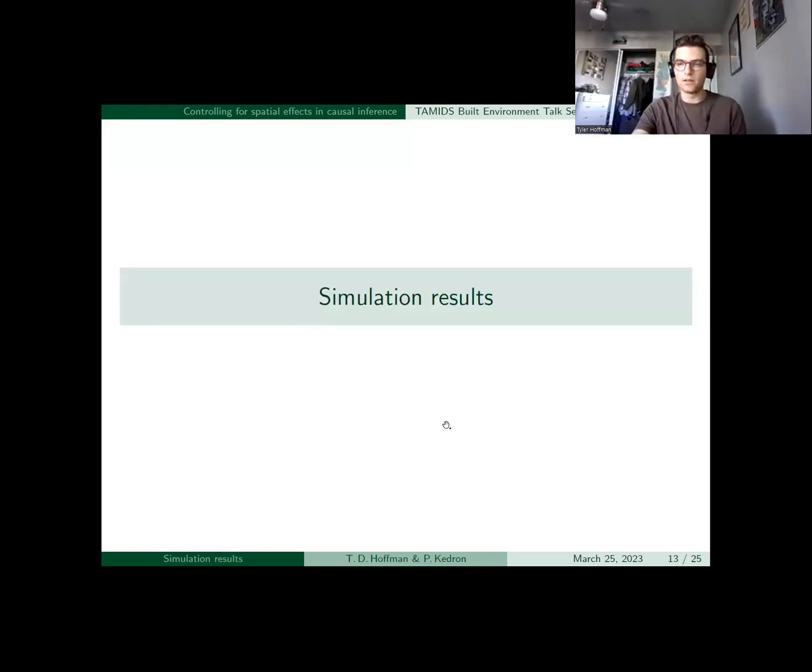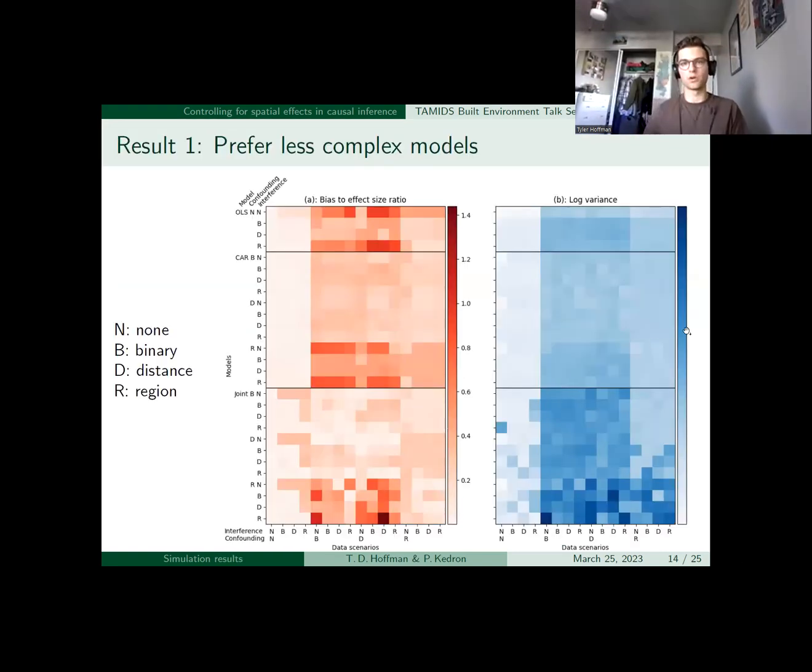So let's take a look at these results. This is a really big figure. We're going to walk through it slowly. On the left, panel A gives a ratio of bias to effect size. The entire goal here is to analyze how well we're capturing the treatment effect, the effect of the treatment variable on the outcome variable. Panel A shows the bias in that estimated treatment effect, so how different the estimated treatment effect is from the true treatment effect. The other thing we incorporated here was that we divided this by the true treatment effect, so in the end we obtain a ratio between the error and the true effect.